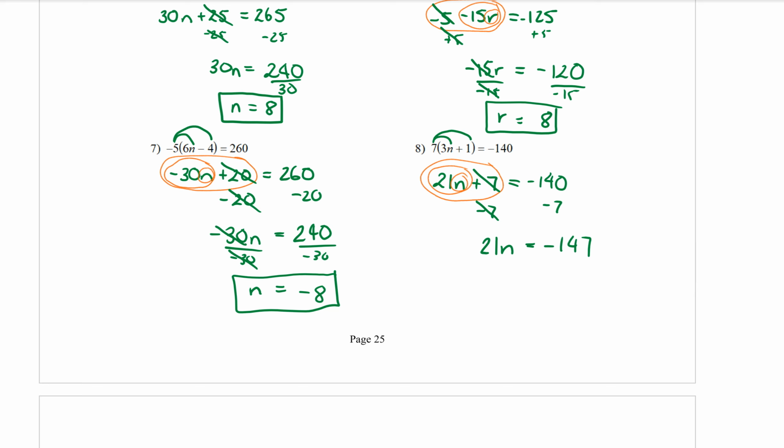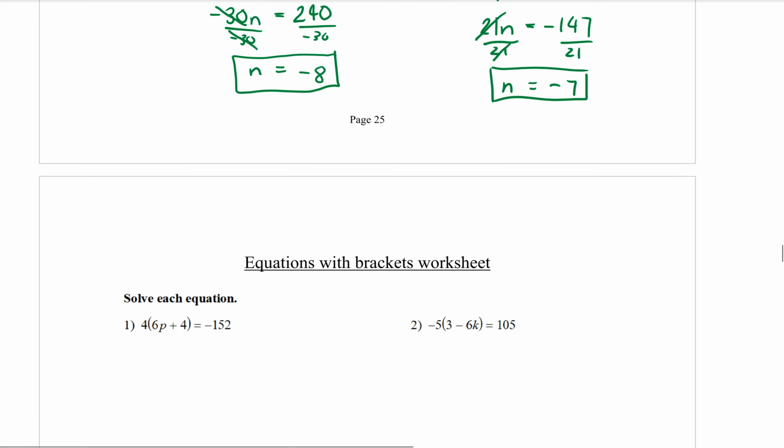Last step, the 21. How do I get rid of it? Divide. Good job. Divide by 21. What is minus 147 divided by 21? Negative 7. Everyone get that? Saving me time typing that in my calculator. Yeah? Great. Okay, so it sounds like most of you are really getting this, which is good.